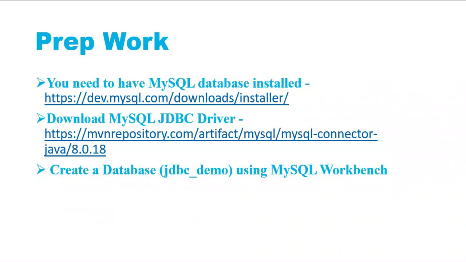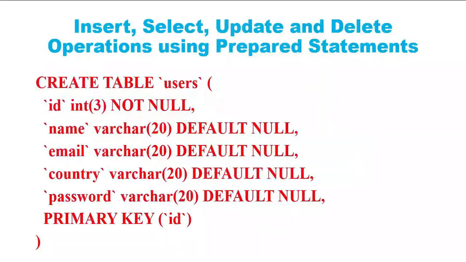Before we get started, there is some preparation work to take place. First, you need to make sure that you have installed the MySQL database on your machine. If not, you can check out the official website and download and install it. You also need to download the MySQL JDBC driver, which we use to connect to the MySQL database. And here you can see the users table. We are going to use a users table with id, name, email, country, password as column names, and we perform insert, select, update and delete operations on this users table using the JDBC PreparedStatement interface.